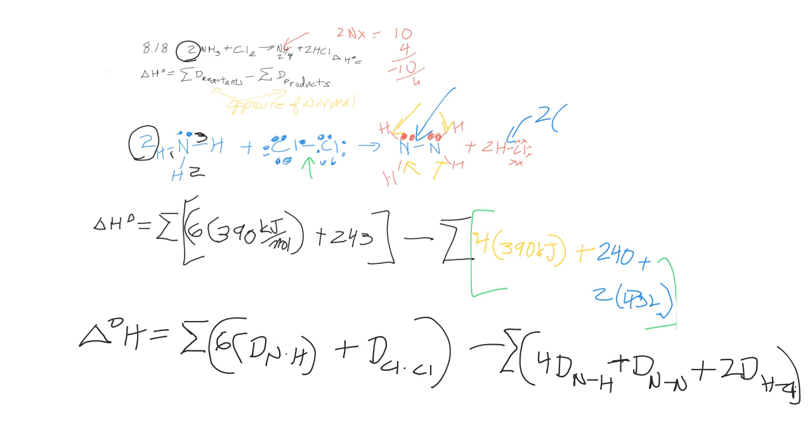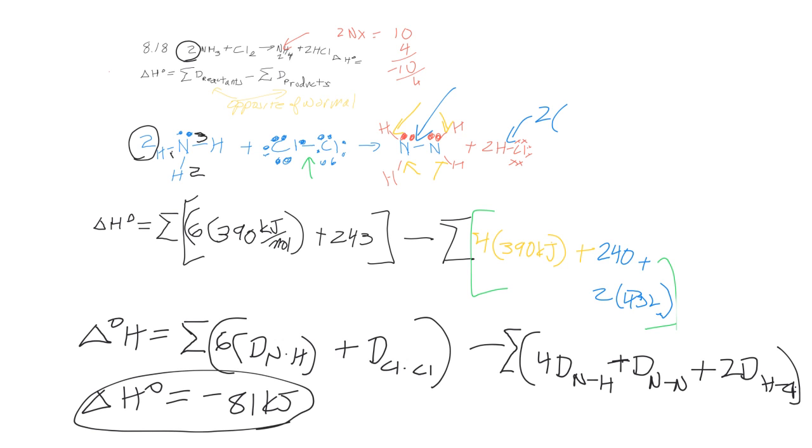But anyway, we punch all that into our calculator, and we wind up with a delta H of negative 81 kilojoules. That's it.